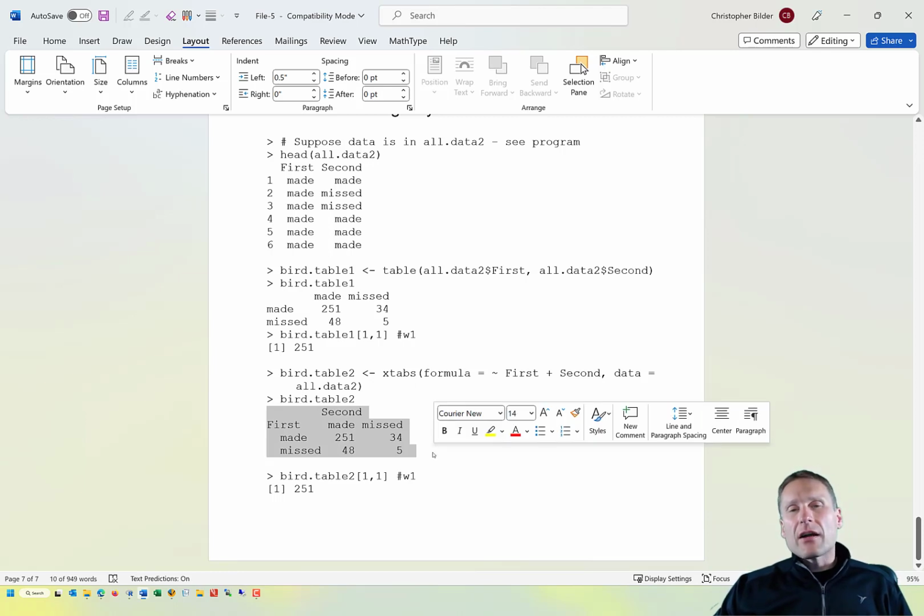Okay, so that concludes this little subsection that gives you some motivation for what we're going to be doing over the next set of notes, and also gives you a little bit of idea of how to work with a contingency table inside of R.